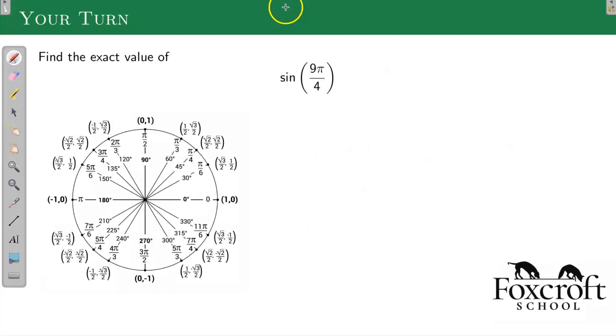And here's one for you to try on your own. Sine of 9 pi over 4. Take a second, try this on your own. I'll show you the answer in 3, 2, 1. 9 pi over 4 is the same as pi over 4. We take the y value, we get the square root of 2 over 2.